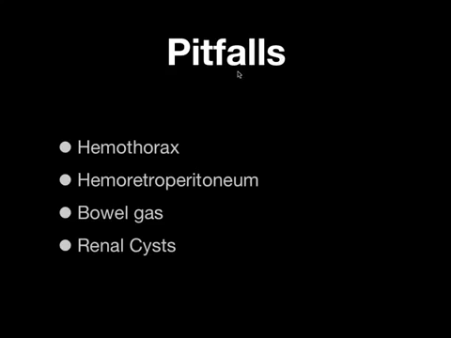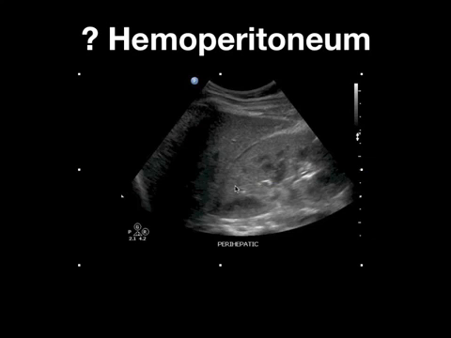What are the pitfalls of the perihepatic window? First, it could be potentially hemothorax. It could be hemoretroperitoneum, as we've already discussed. It could be fluid within bowel, or it could be a contained fluid collection such as a renal cyst. So anything that's going to provide you with an anechoic or hypoechoic space could be confused as a free fluid collection. So let's take a look at this case right here.